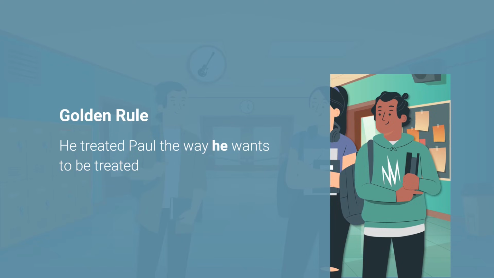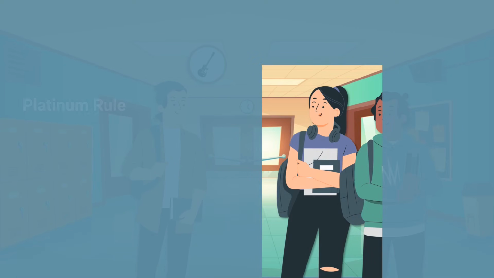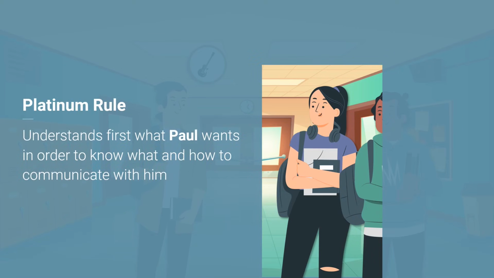He wants others to be kind to him, that's why he's kind to Paul. Mary, on the other hand, used the platinum rule when she asked Paul what he likes to do during his free time. Since the platinum rule is all about understanding what other people want, in order to be able to know what and how to communicate with them.